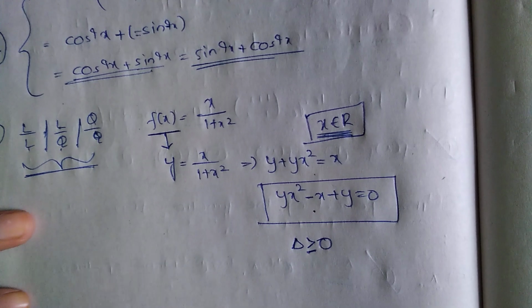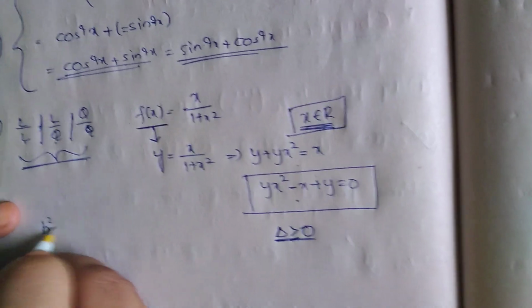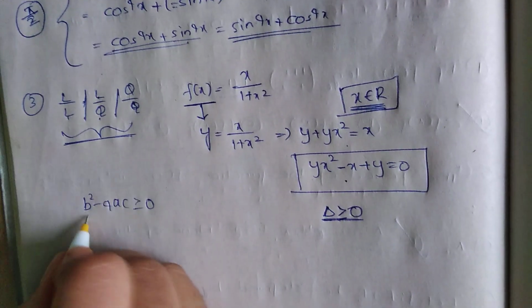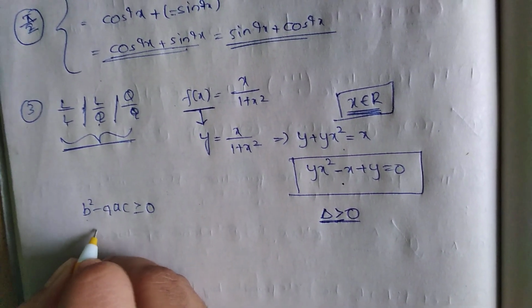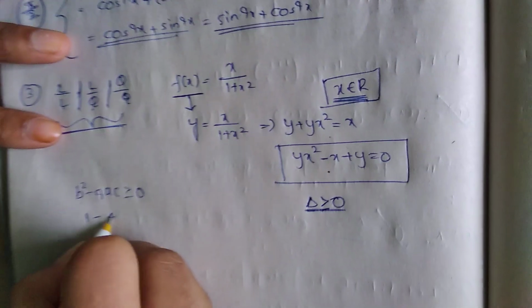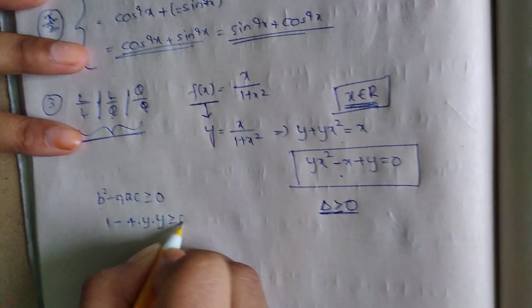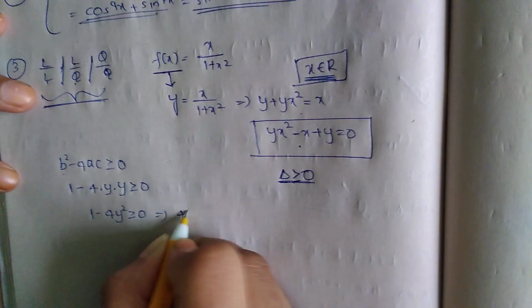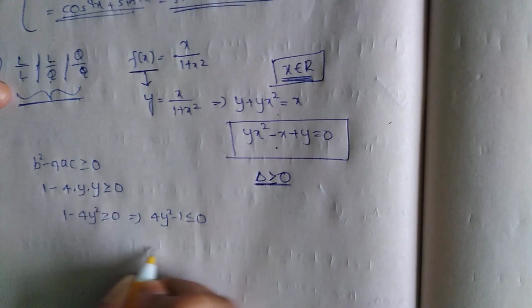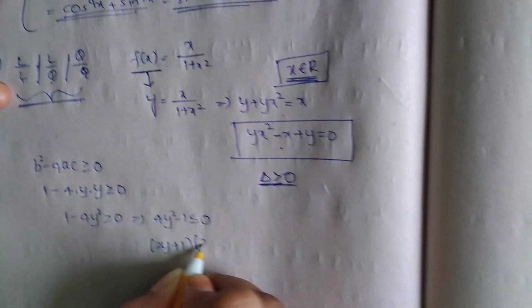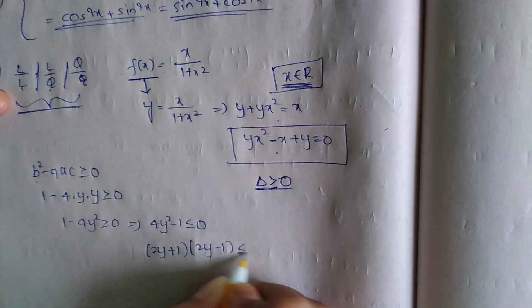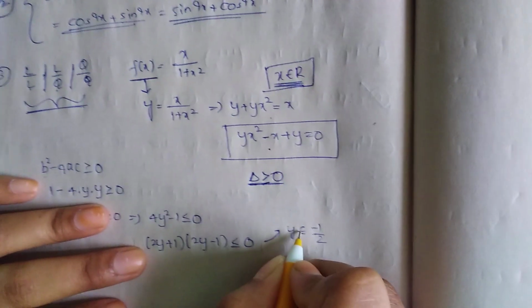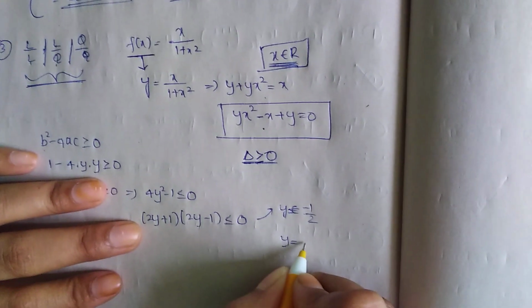Now see, b square minus 4ac is greater than or equal to 0. Substitute the a, b, c values. What do you get? 1 minus 4y square is greater than or equal to 0, which implies 4y square minus 1 is less than or equal to 0. 2y plus 1 into 2y minus 1 is less than or equal to 0. What are the roots that you are getting here? y is equal to minus 1 by 2 and y is equal to 1 by 2.